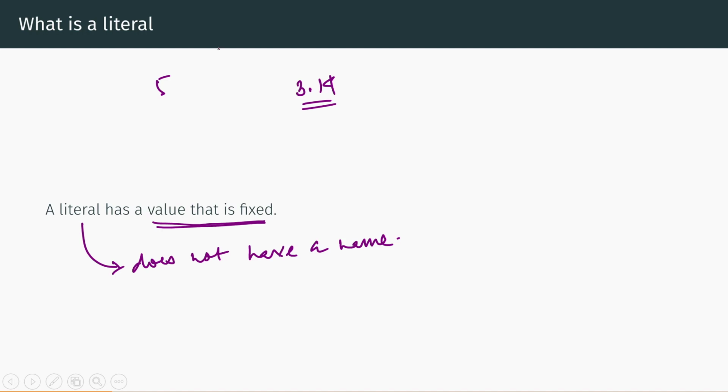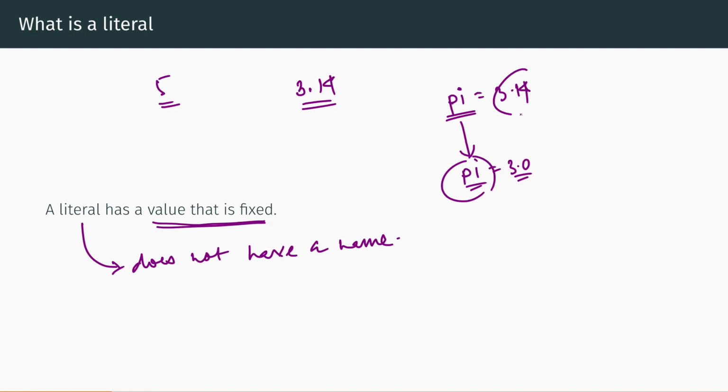That does not change. The value of 5 does not change. The value of 3.14 does not change. You could say pi equals 3.4. Now pi is a variable. The value of pi can change. Let's say you want to make the calculations simpler. You can just say pi equals 3.0. So the variable pi might change, but 3.14 does not change.